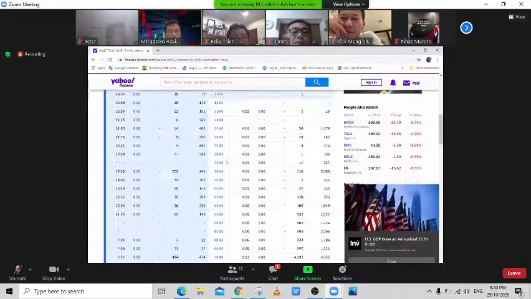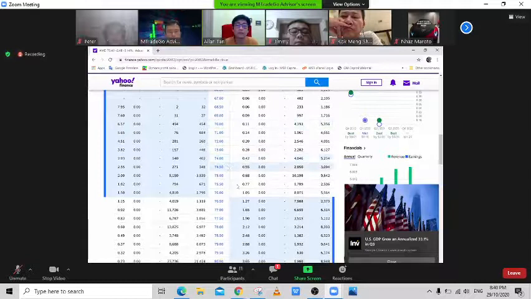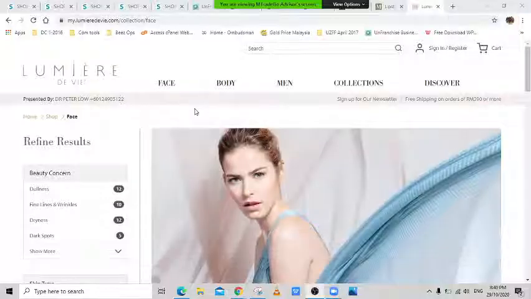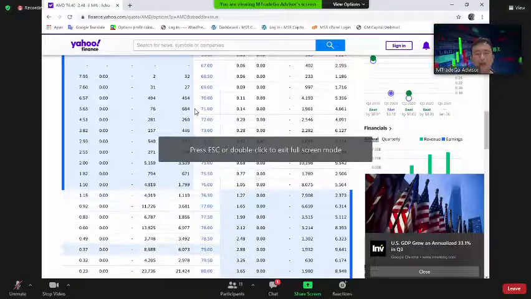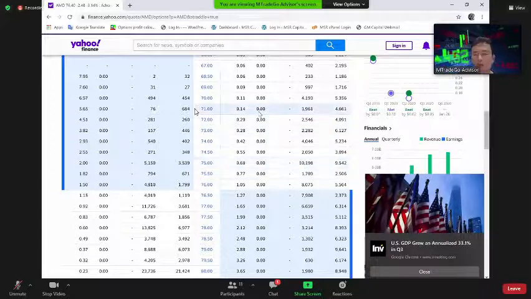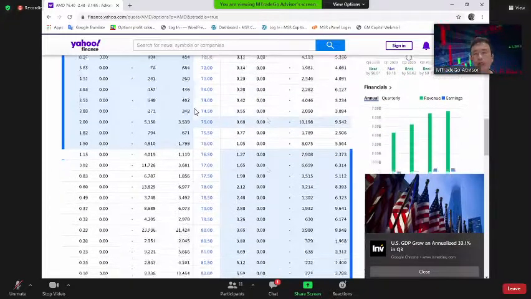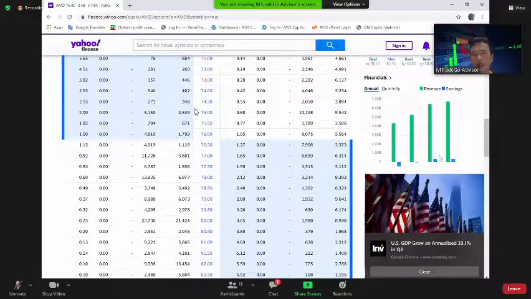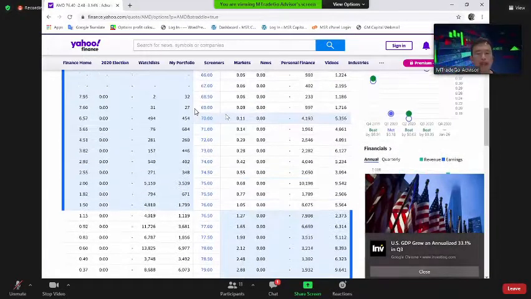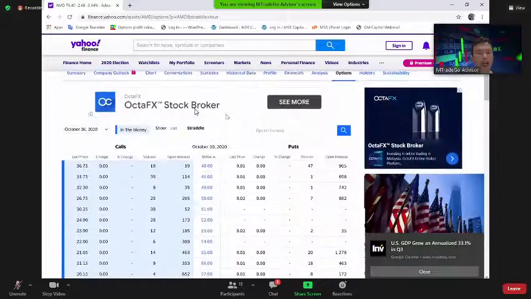Okay, you look at AMD. They still have extrinsic value, but it is not really that high anymore. It's lower already, because the earnings of AMD, if I'm not mistaken, have already passed. You can see the earnings date here has already passed.